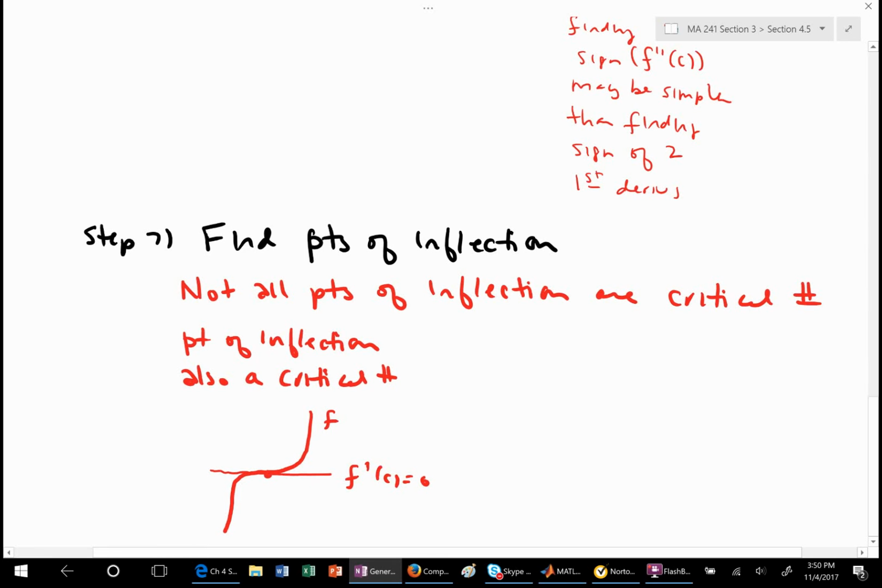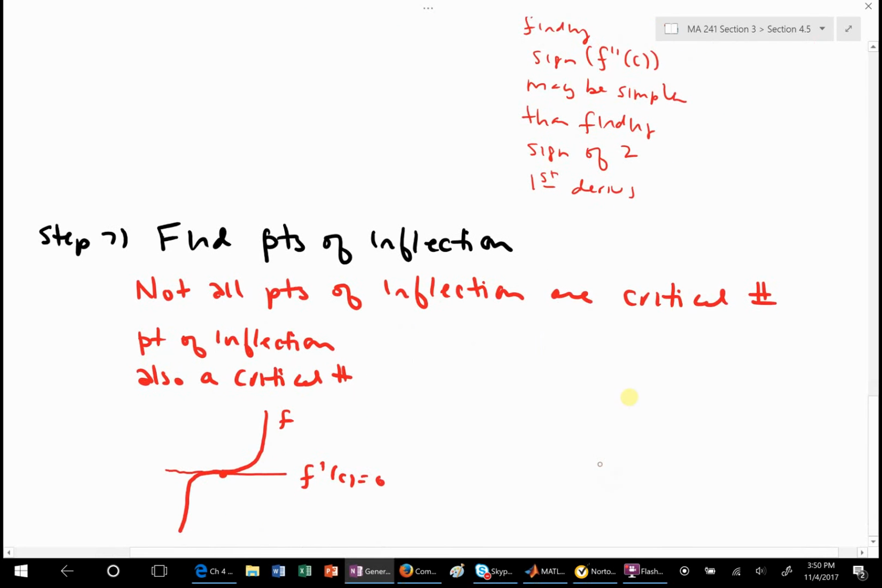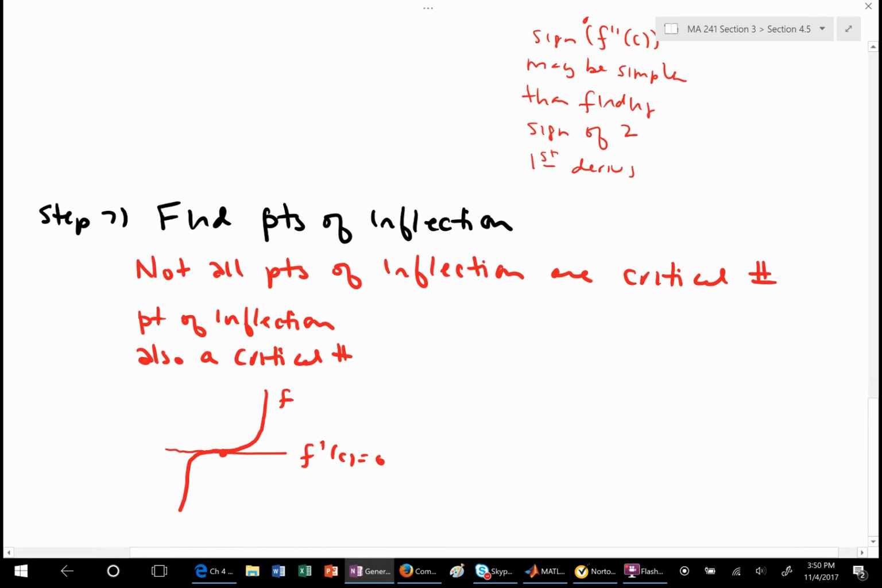But it's quite common to have points of inflection that are not critical numbers. For example, any time you're between a maximum and a minimum, you're going to have a point of inflection, and it doesn't have to be a critical number. So here's an example of a point of inflection that is not a critical number.